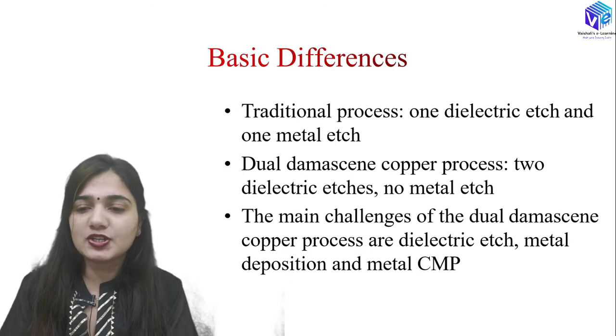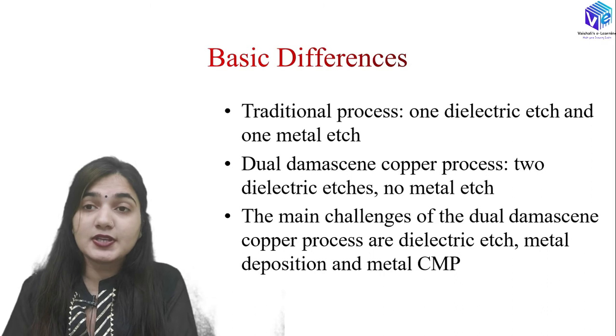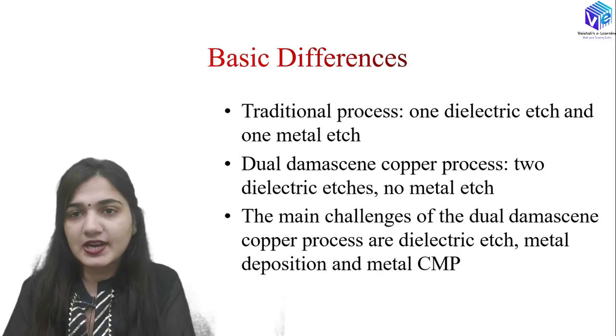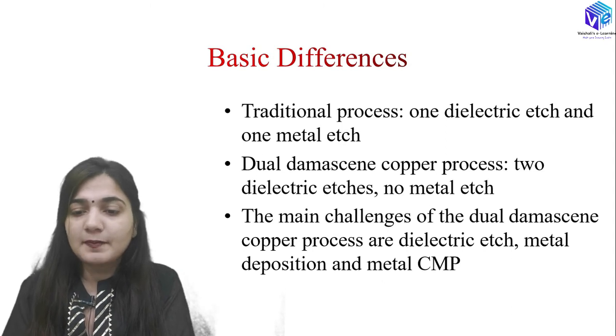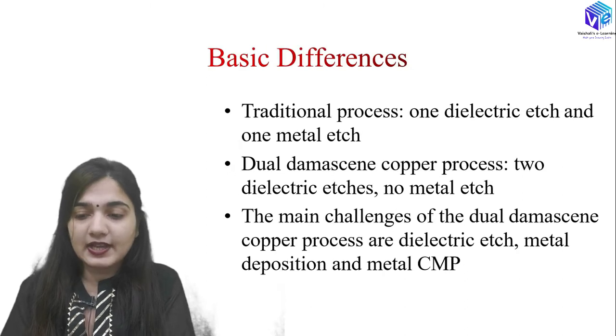So how is the traditional process different from the dual Damascene copper process? In the traditional process we had one dielectric etch process and one metal etch process, right? So both of them were there, but in the dual Damascene copper process we have two dielectric etches. You can see it here. We have the etch via and the etch trench. Both of them are dielectric etches. We are not having any metal etch in the dual Damascene copper process. So this is how the traditional process is different from the dual Damascene copper process.